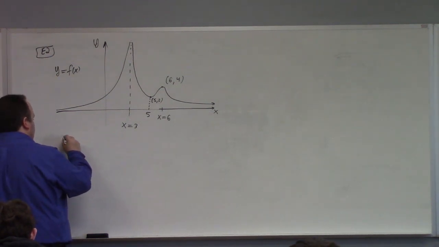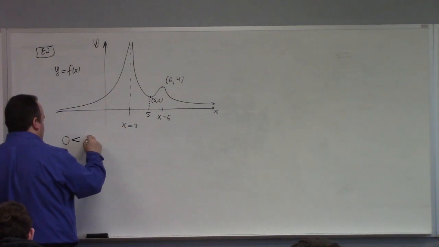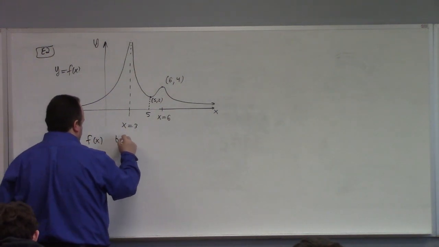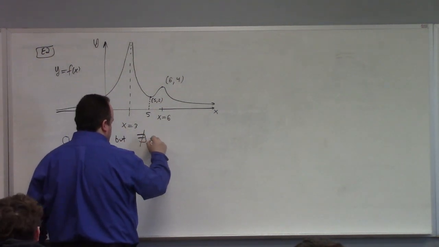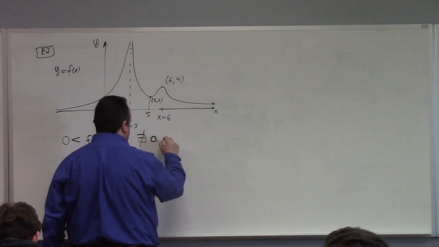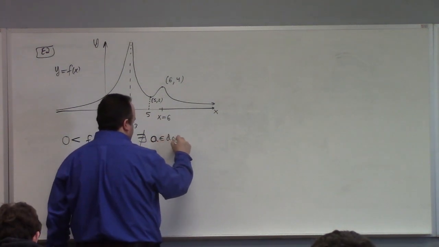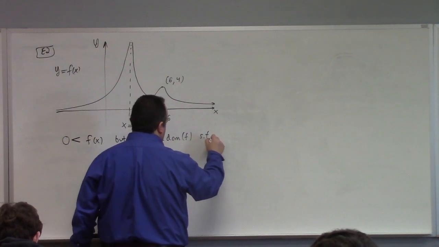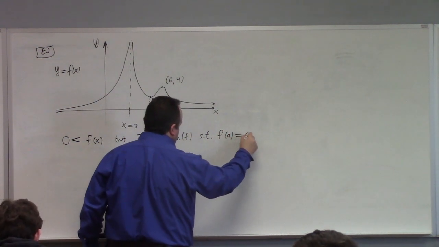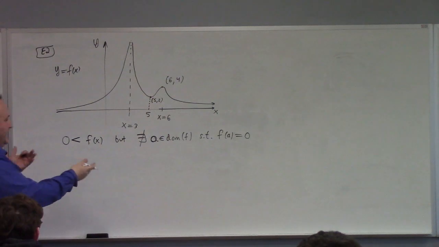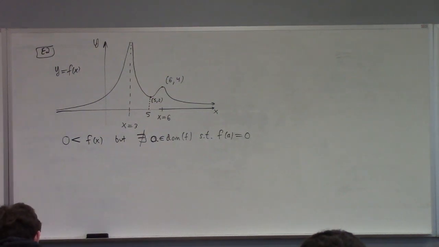Because it is true that 0 is less than f of x, but there does not exist a in the domain of f such that f of a is equal to 0, right? So while 0 serves as what's called a lower bound for the function, it's not attained by the graph, therefore it's not the global minimum. Okay? Are we good? Yes, no?